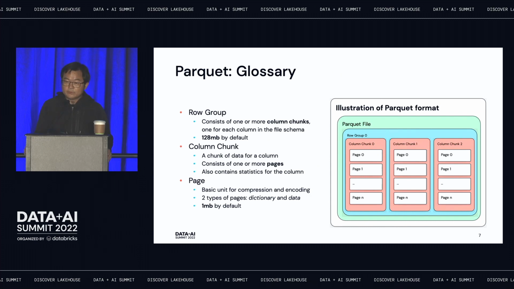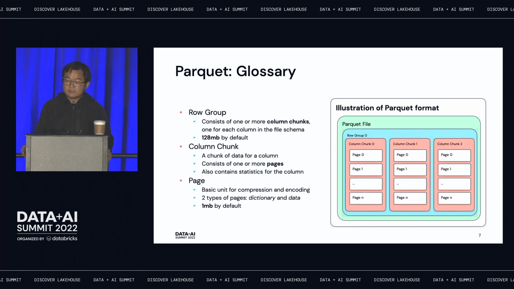So here is an overview of the Parquet format. There are three key concepts in terms of how a Parquet file is organized: the row group, the column chunk, and the page. As you can see on the right-hand side, we have a single Parquet file that is organized into a single row group. But in theory, a single Parquet file can have one or more row groups. Each of those row groups, again, can be organized into one or more column chunks. So the number of column chunks is equal to the number of columns in the file schema.